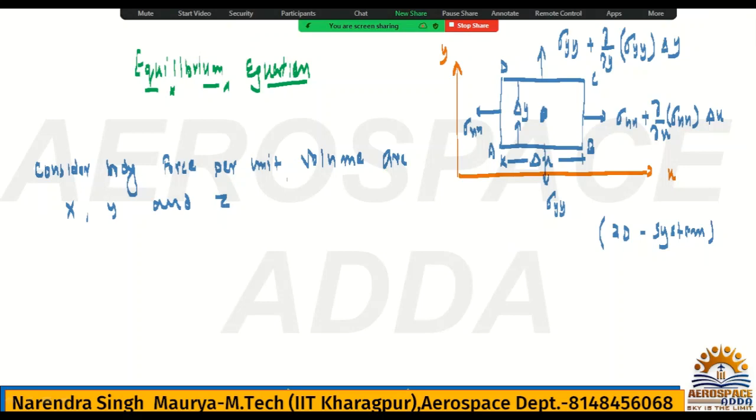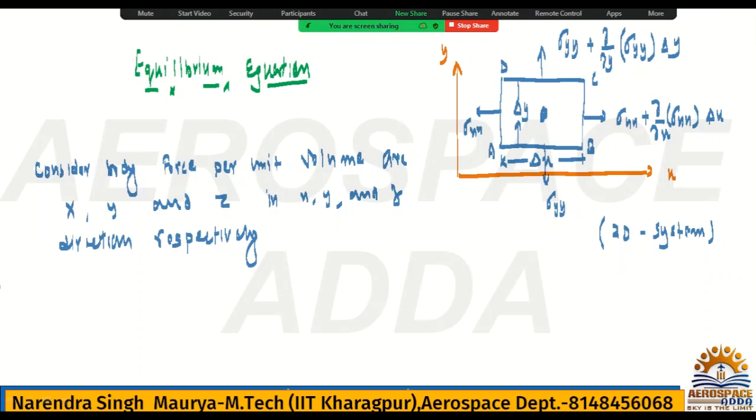So consider body force per unit volume are X, Y, and Z in x, y, and z direction respectively, okay. Now what you will do, it's simple only. If you write the equilibrium equation, in any direction you can write all the force balancing. You can take x direction, similarly you can take y direction, and z direction.